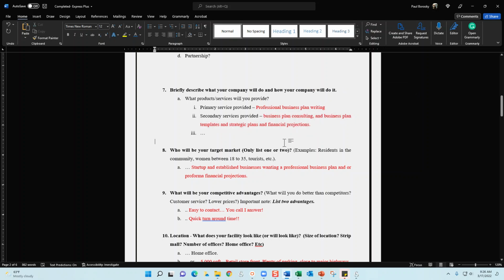And another example for the products and services is that if you're a convenience store, well, you might not have a primary service. So for a convenience store, you're just going to list some of the things that you're going to be selling: lotto tickets, beer, wine, cigarettes, whatever you're going to be selling. Just go ahead and give me a list of it there. If you're a retail store and you're going to be selling products.